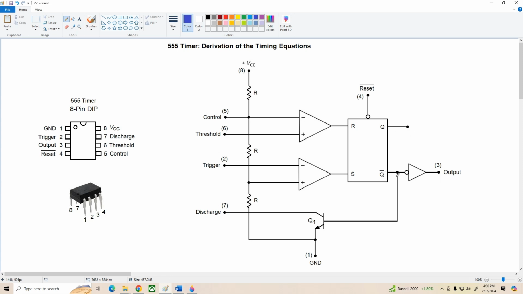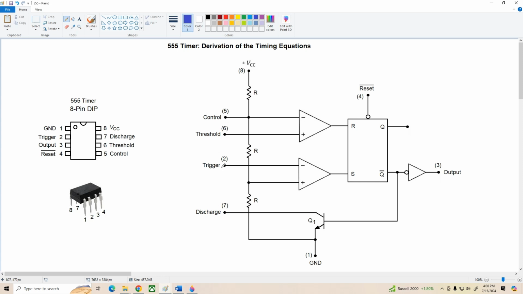The Q0 output is also used to control this discharge transistor Q1. That's used to discharge an external timing capacitor here. The other couple inputs, they're used to configure this thing either as a one-shot, that is a monostable multivibrator, or as a square wave oscillator, otherwise known as an astable multivibrator.